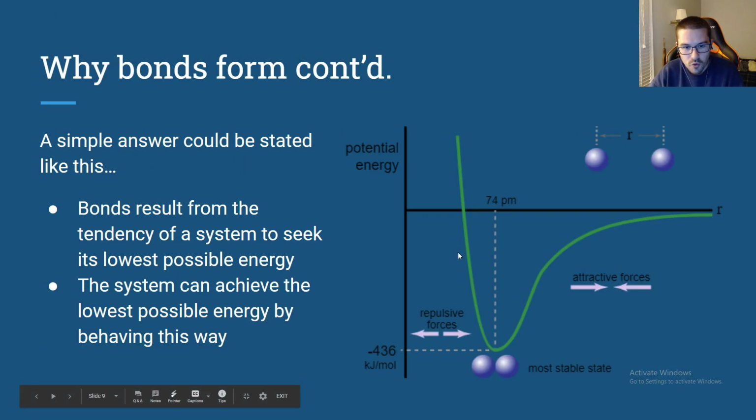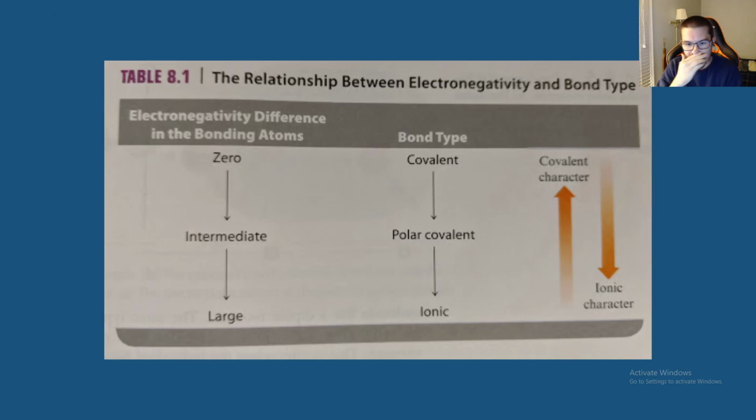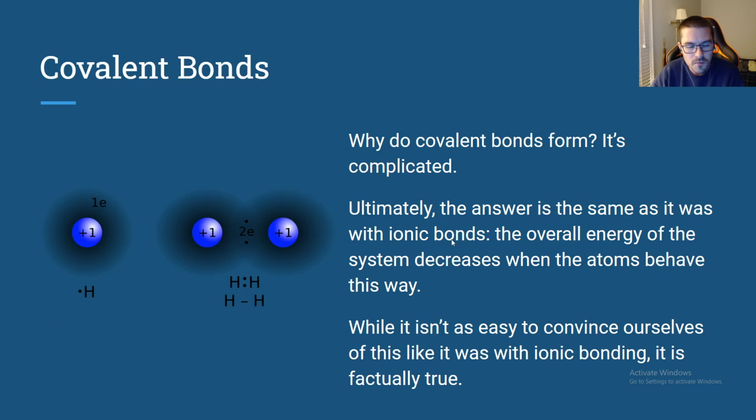Like if I go back quite a few slides here, remember this when I was talking about the balance between the attractive forces and the repulsive forces? This is relatively easy to understand. Okay, ionic bonds are a bit easier to conceptualize and understand, like why they form. Covalent bonds, it's a bit trickier, but it is true. It is true that in covalent bonds, the overall energy of a system decreases.